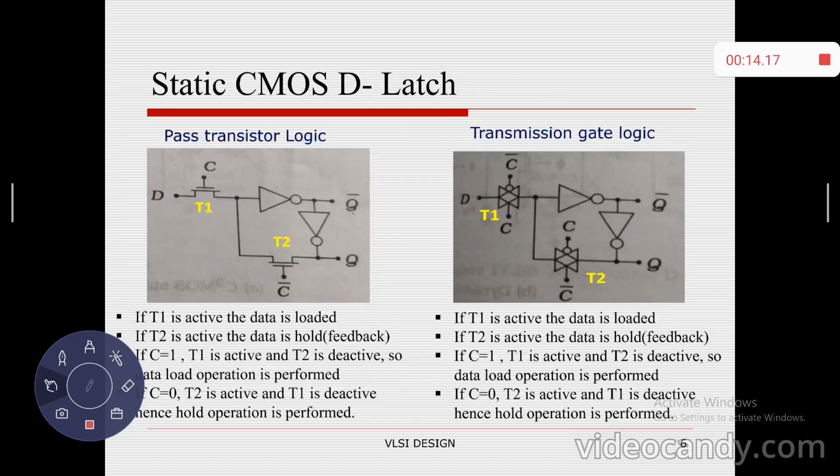Now coming to transmission gate logic, the circuit construction remains the same. Two inverters connected back to back form a static latch. Instead of pass transistor logic, T1 and T2 are replaced with transmission gates. The operating principle remains the same. If C equals 1, T1 is active and T2 is inactive, so the loading operation is performed. If C equals 0, T1 is inactive and T2 is active, so the hold operation is performed.